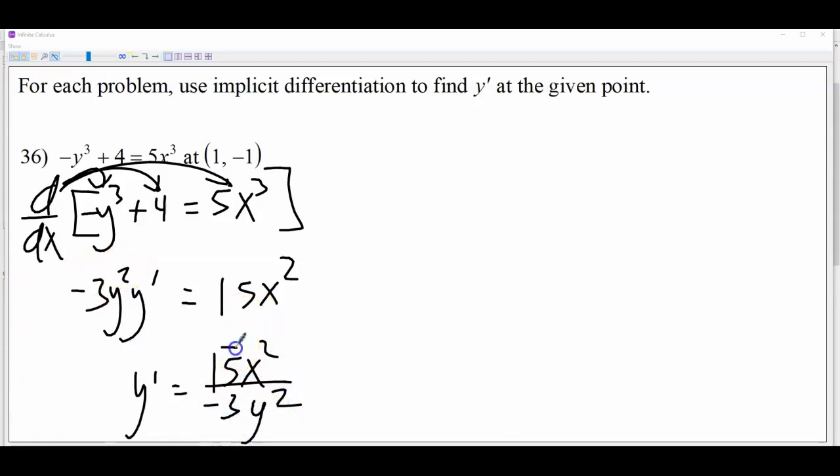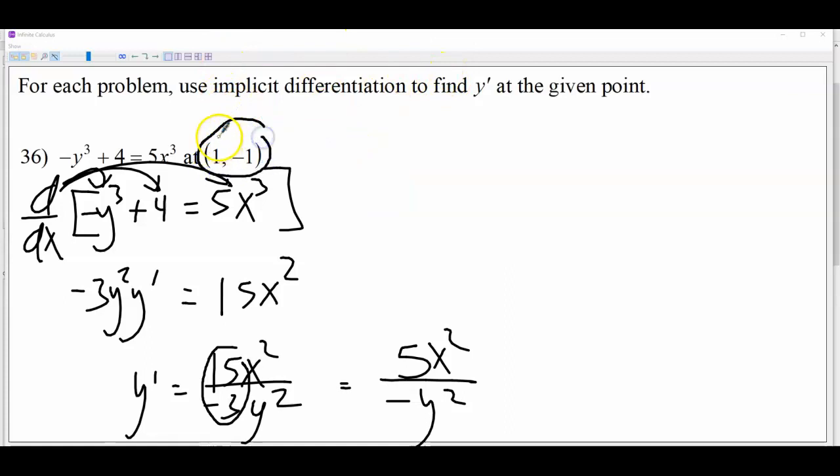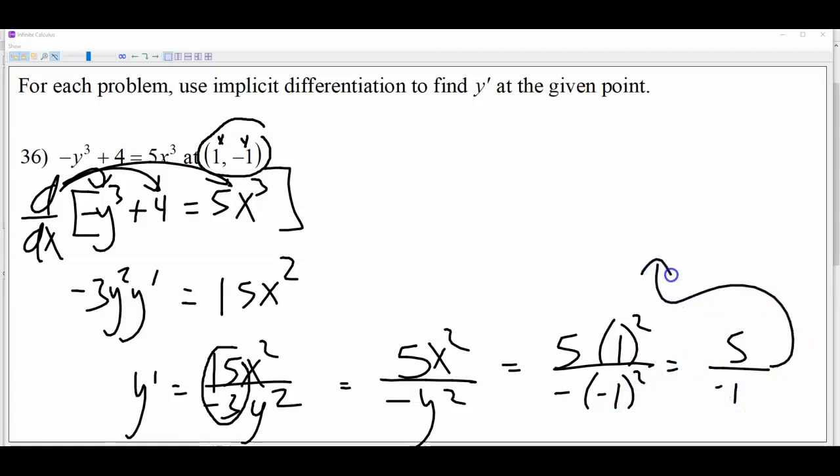And why not reduce, right? We have 15 over 3 here, so that can be rewritten as 5x squared over y squared. And you could leave the negative on the bottom, I guess. A lot of times, though, they'll just put the negative in front of the whole fraction. Now, they want us to find the value of the derivative at this point. So I'm going to plug in 1 for x and -1 for y into this equation here. And so that's going to be 5 times 1 squared over -1 squared, which is 5 over -1, which is -5. That is my final answer.